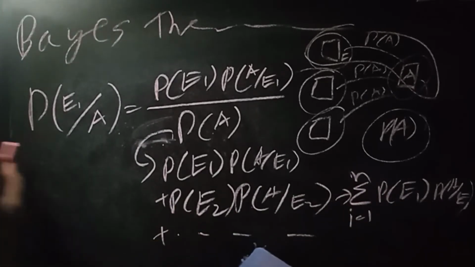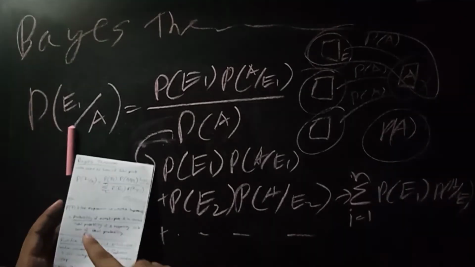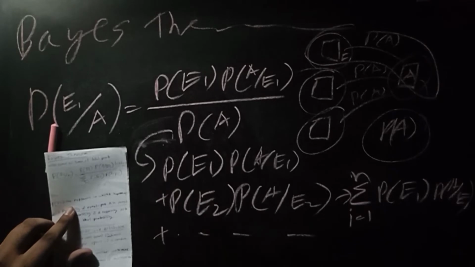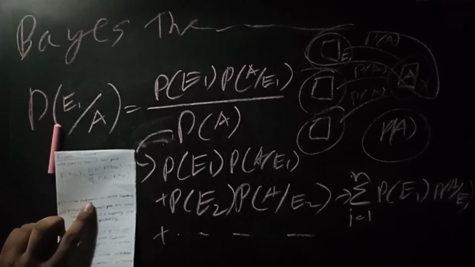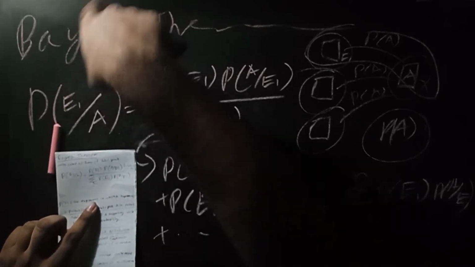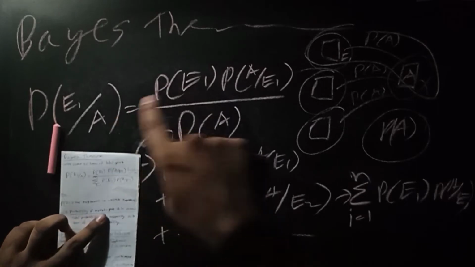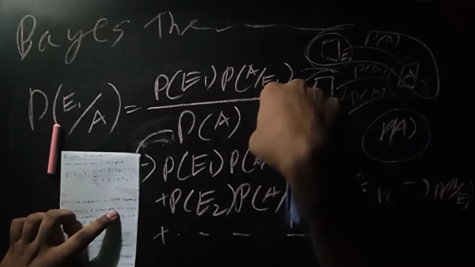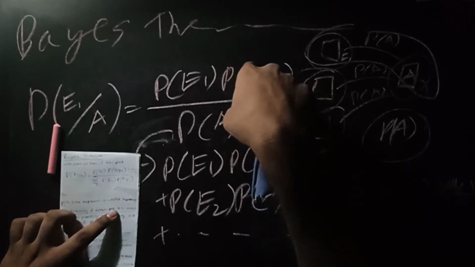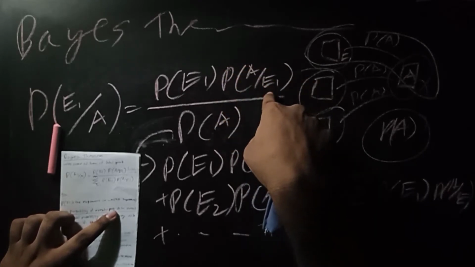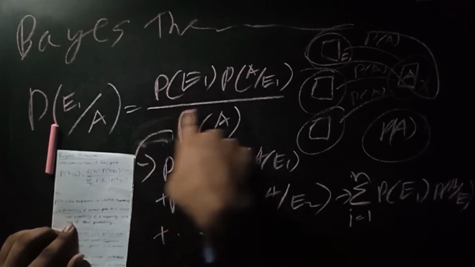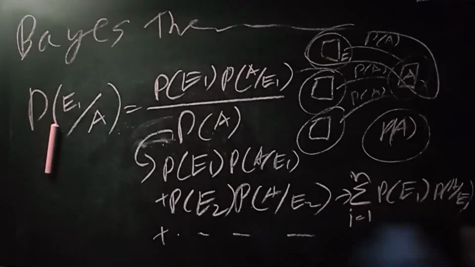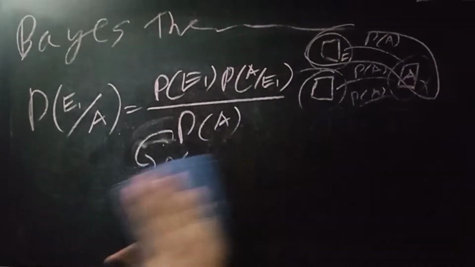So I have also written here P of E1, the experiment in which E1 is the experiment. The probability of E1 is the probability of the given event times the probability of A in that event, when the event is the sample space, divided by the total probability of A happening out of all the possibilities. So that's Bayes theorem.